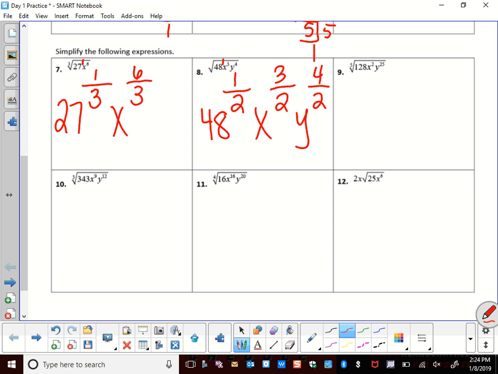Just like in number 9, my number is 128. What's the power on 128? 1. What's my root? 5. And then I have x. What's my power? 2 over 5. And then y, 25 over 5. We will simplify those next class, but for now, we're just leaving it like that.